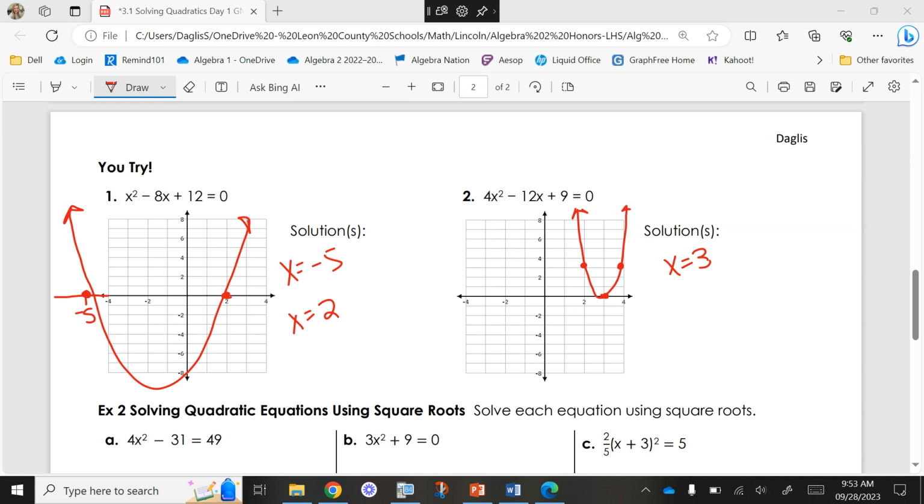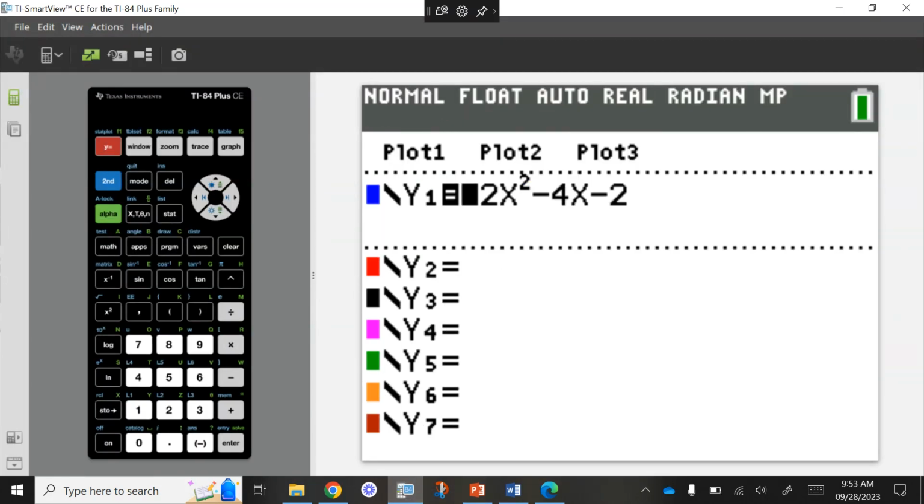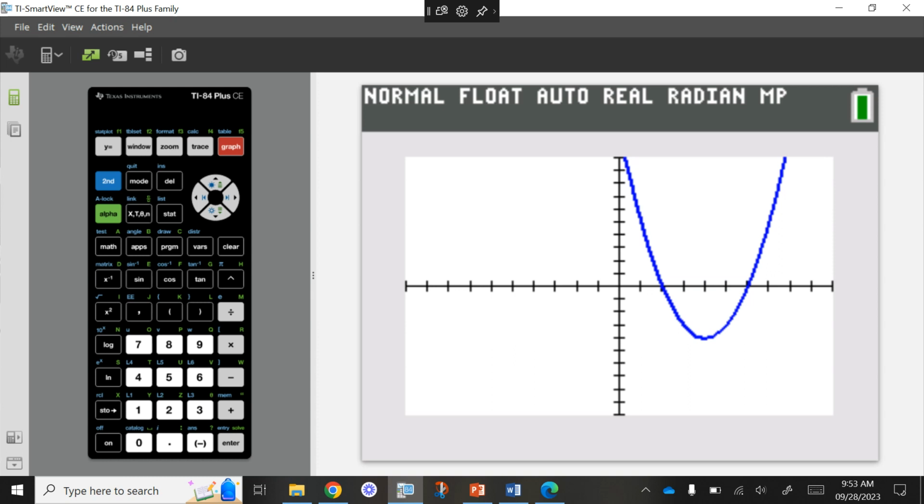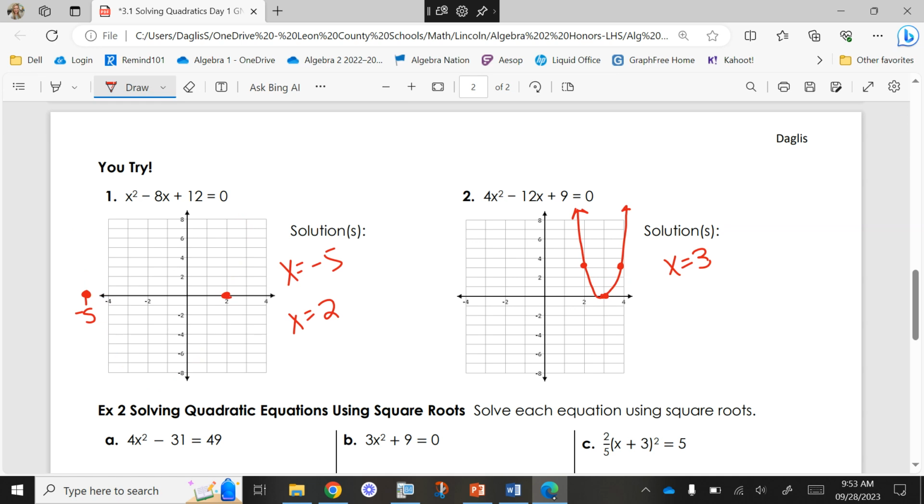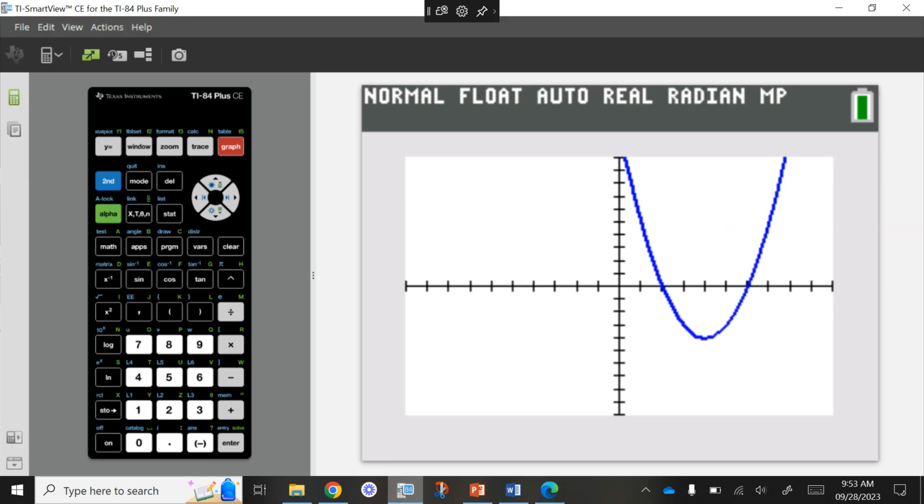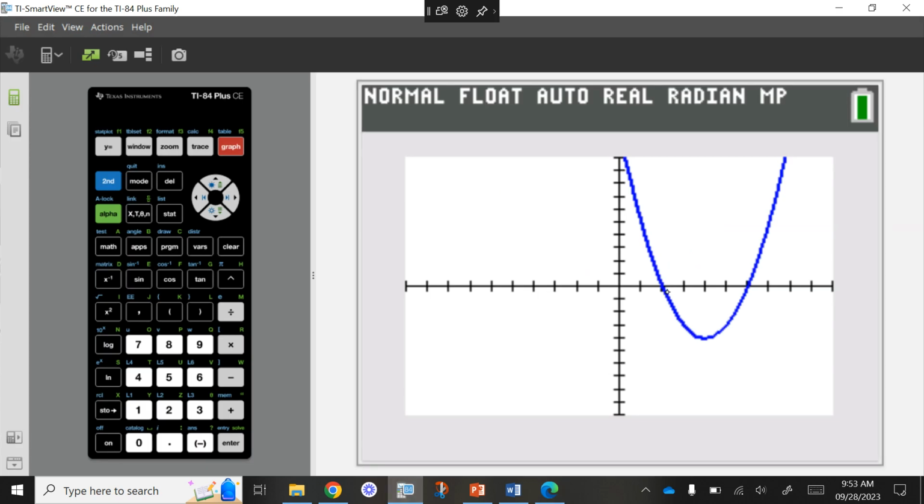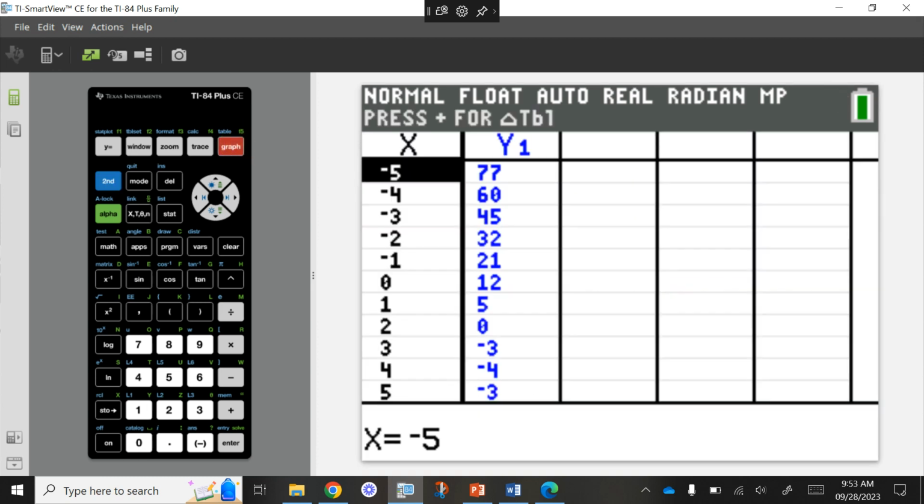What's wrong? Which one? The first one? Okay, let's see. All right, we have x squared minus 8x plus 12. What did I do? Never mind. It doesn't go off the grid. It's just fine. Just kidding. Okay. 2 and 5, right? Yeah. Okay. Just kidding, guys.